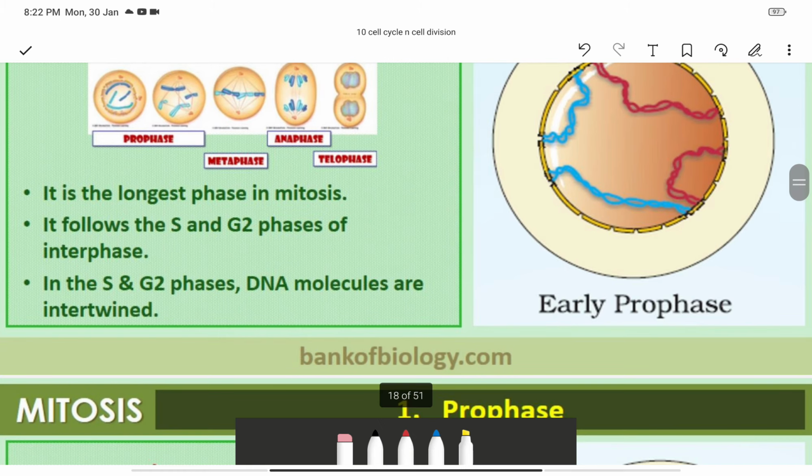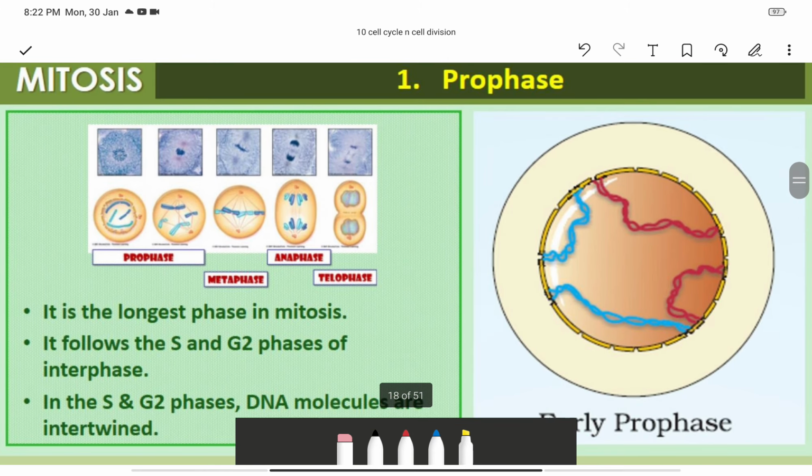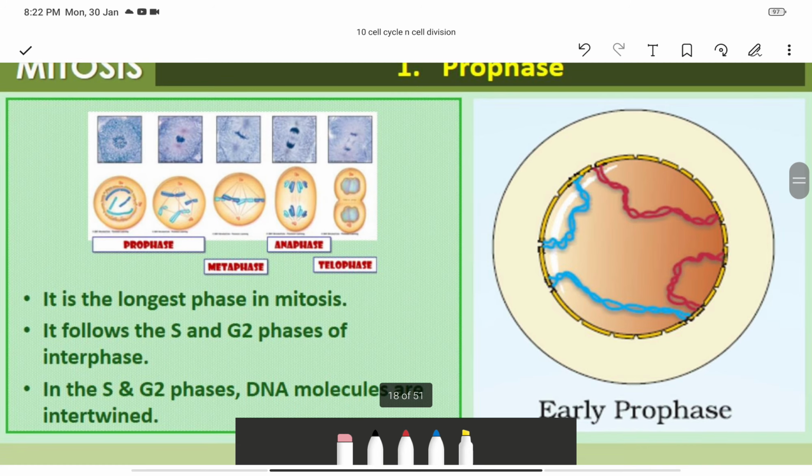Now prophase. Prophase is the longest phase in mitosis, and it is the first phase of mitosis. It follows the S and G2 phases of interphase. See in this picture, early prophase, there are thread-like structures. In the S and G2 phases, DNA molecules are intertwined, which means they are wound like thread-like structures.